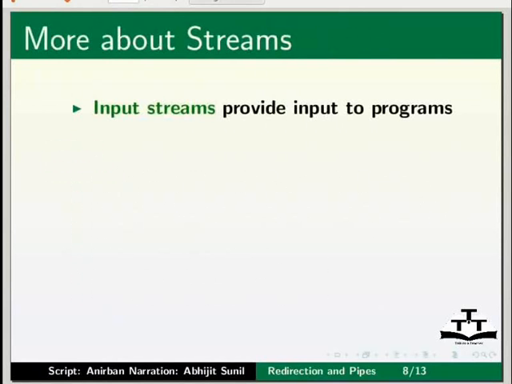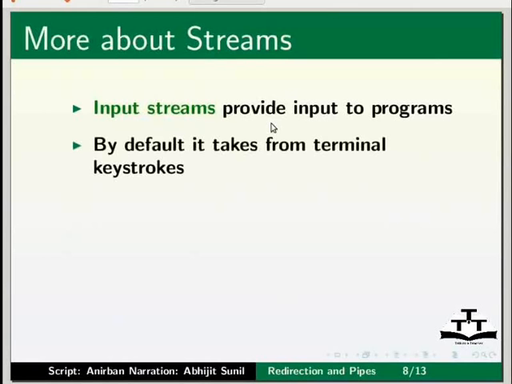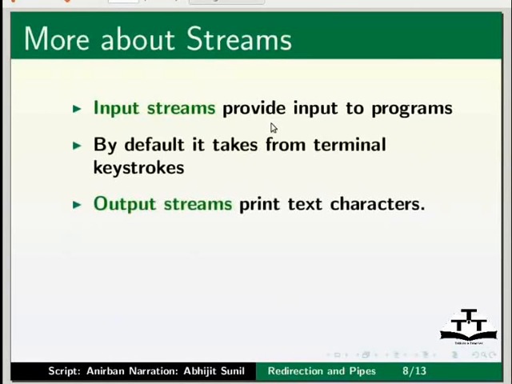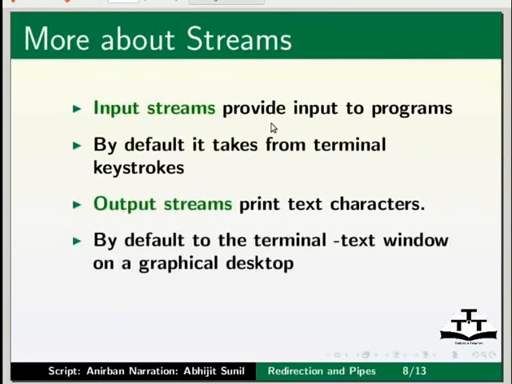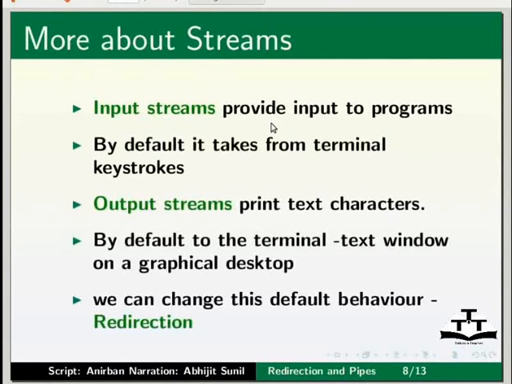Input streams provide input to programs. By default, it takes from terminal keystrokes. Output streams print text characters by default to the terminal. The terminal originally was an ASCII typewriter or display terminal, but is now more often a text window on a graphical desktop. We have seen that the three streams are connected to some files by default, but in Linux we can change this default behavior. We can connect these three streams to other files. This process is called redirection.